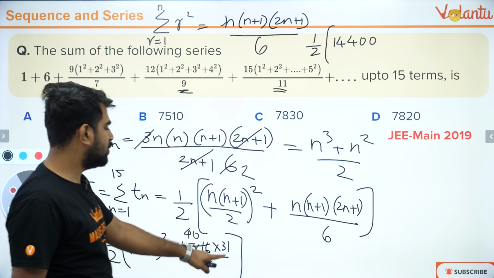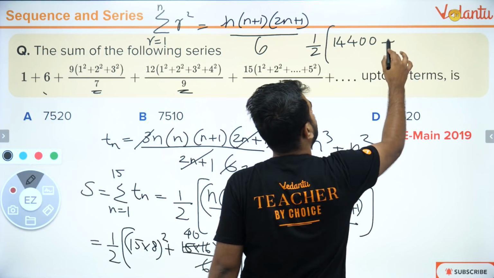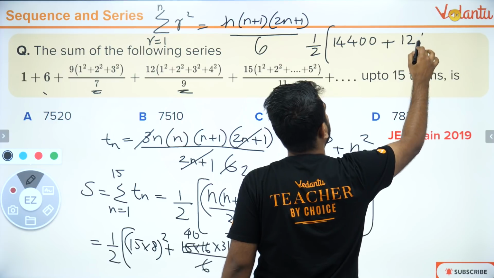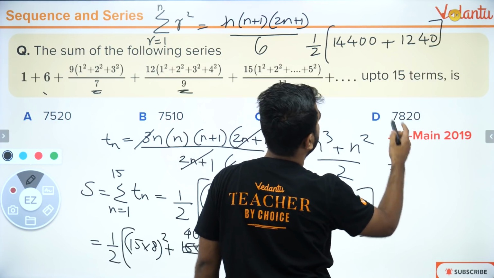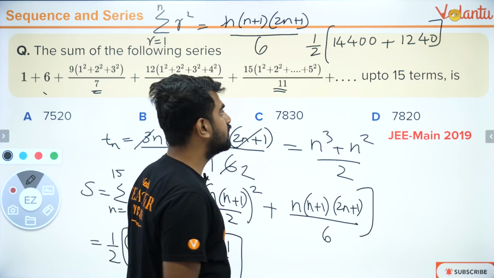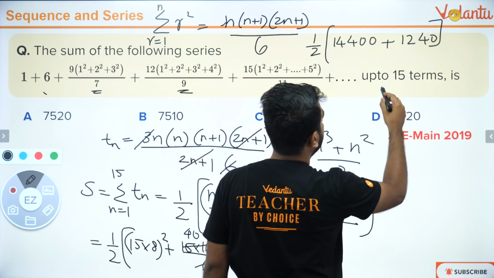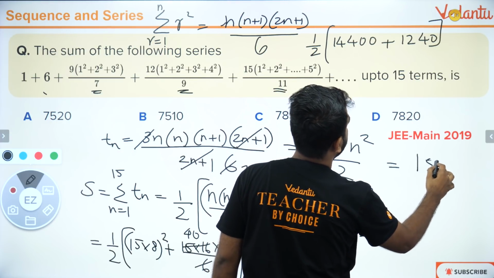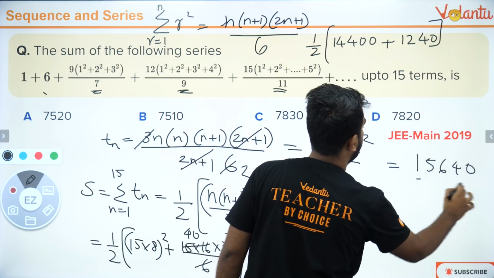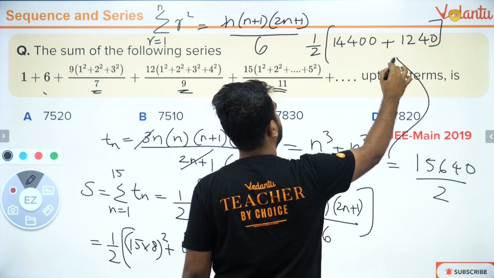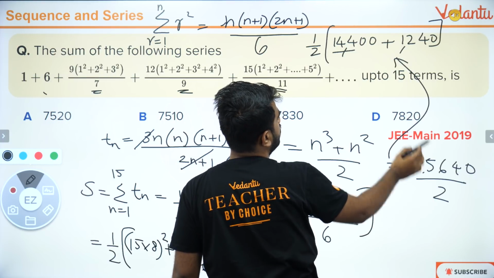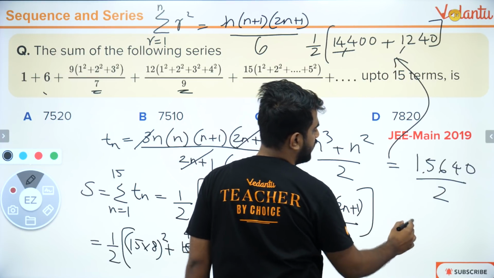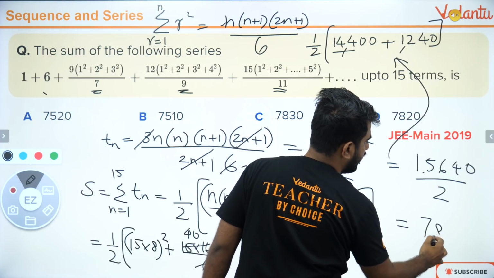Plus 40 into 31 will be how much? 1240. I hope that's correct. Now what is the final answer? Now what will be the sum of it? The sum of it is going to be 15640 by 2. 14,000 plus 1,000, 15,000. 400 plus 240, 640. So that will be 7820.